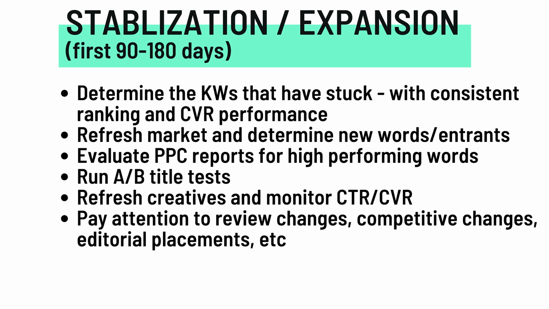Another really critical thing during this 3 to 6 month stretch is to pay attention to review changes, competitive changes, editorial placements, etc. Sometimes you might get picked up as a recommended product for the Amazon search algorithm, or you might get picked up for an editorial, or all of a sudden you've got a 4.5 star rating versus a 4-star rating. All of those things you need to keep a tight pulse on and see how those variables impact your keyword performance, conversion performance, and pay-per-click performance. So managing and monitoring all those things is really important during this stabilization and expansion phase.